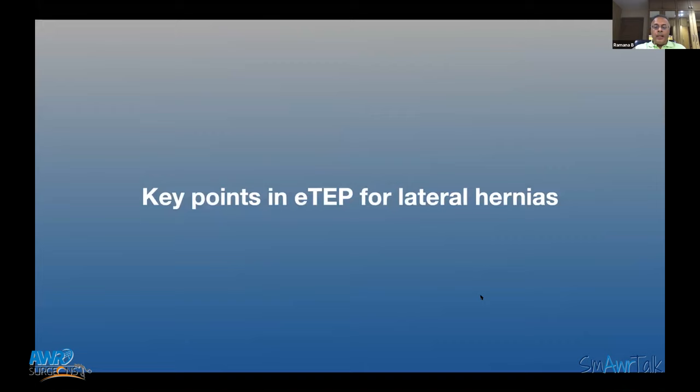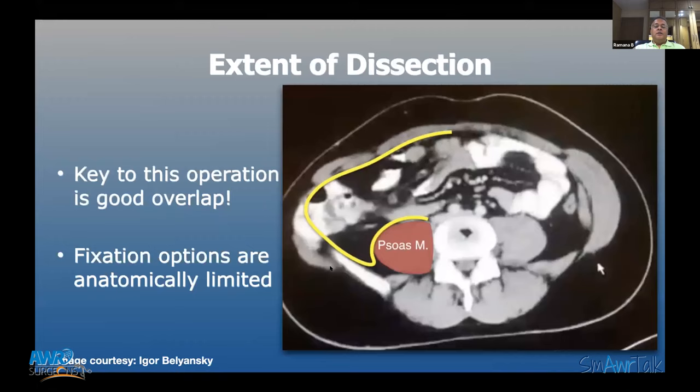Okay. The key points in eTEP for lateral hernias is that you must do extensive dissection. You must come to the medial border of the psoas major muscle, and you must go towards the midline if you're just doing a unilateral retrorectus approach with TAR, or if you're doing a lateral approach, then your coverage should be till the linea semilunaris for sure. Okay. The fixation is a secondary issue. So the key to success would lie in having a large mesh overlap.